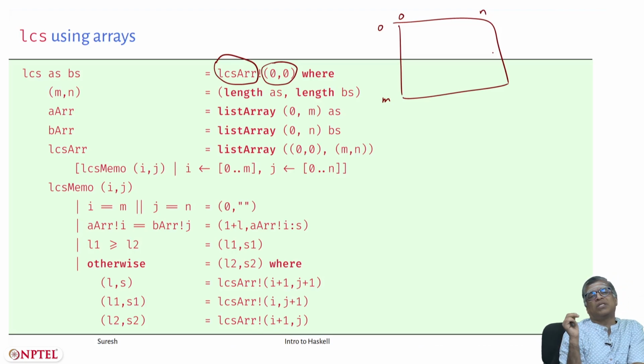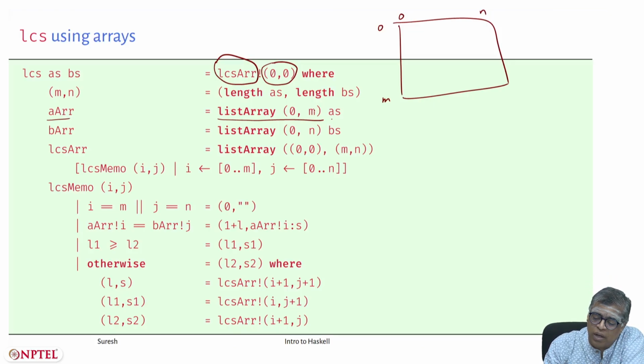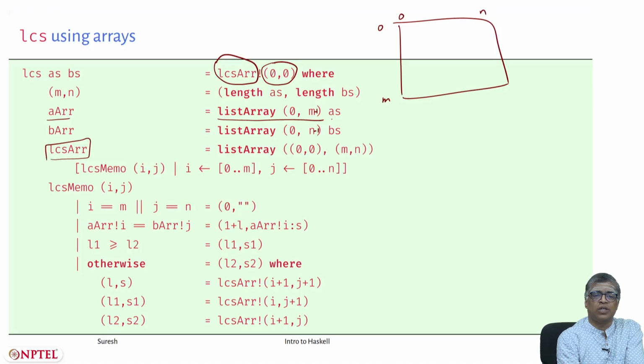And even A's and B's, rather than keeping them as lists, I will keep them as arrays. A array is listArray 0 comma m A's, that is it. B array is listArray 0 comma n B's. In fact, I might even just have said m minus 1, n minus 1 here. The way I have stated in these slides, there is one extra index with no element attached to it, but that is okay.